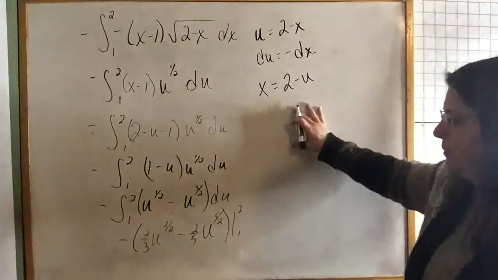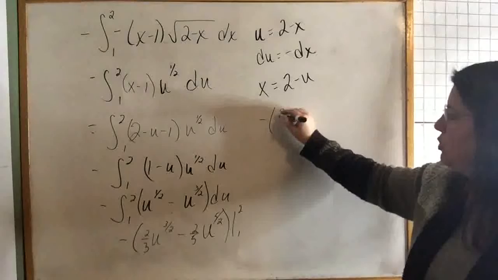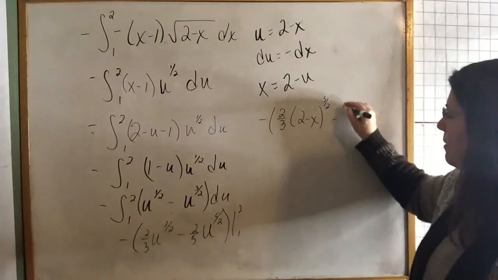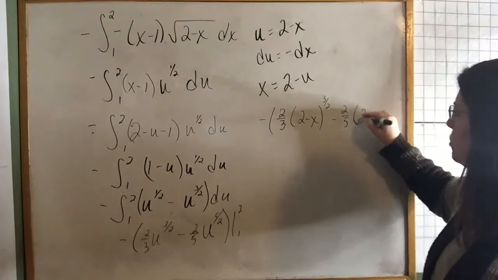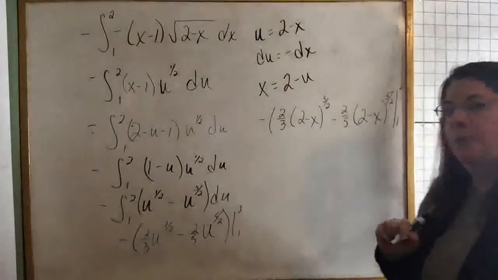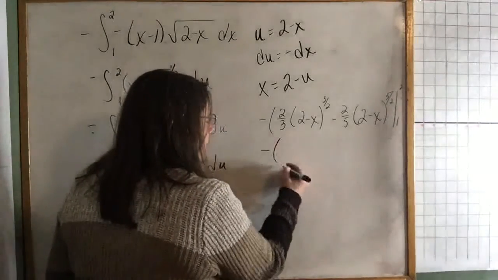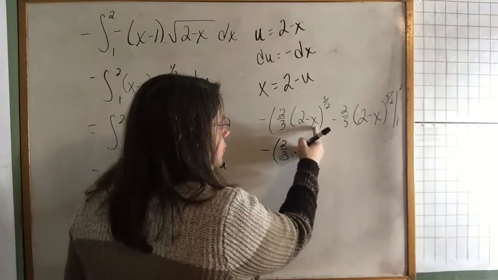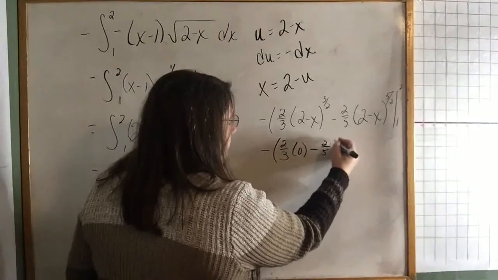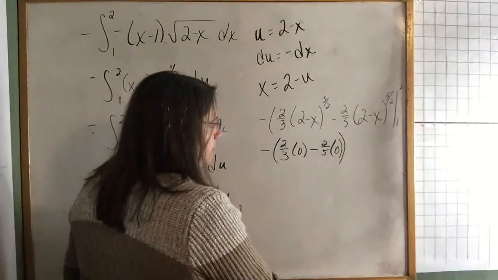So I'm going to move up here and resubstitute, replacing u with what it equals. So I've got 2/3 times (2 minus x) to the 3/2, minus 2/5 times (2 minus x) to the 5/2, going from 1 to 2. Now if I substitute in, I'm going to plug 2 in first. So I have a negative 2/3. 2 minus 2 is 0. 0 to the 3/2 is 0. Then 2/5, 0 to the 5/2 is 0. So that whole thing is just going to be 0.